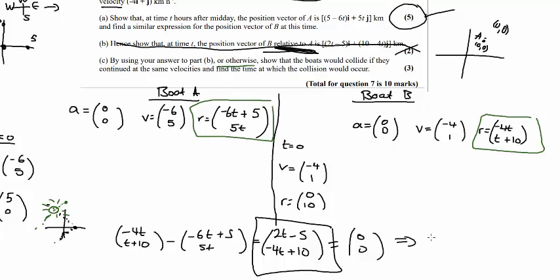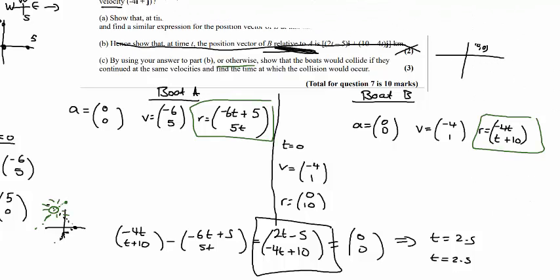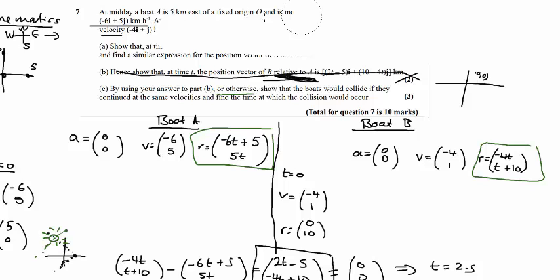And you can see over here, at the top you get 2.5 and at the bottom you get 2.5. So you've shown that the I and J are the same. There's a certain time at which their I and J's are exactly the same. Therefore they have collided.